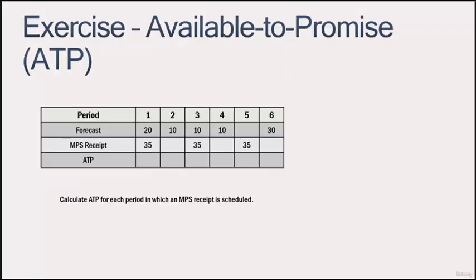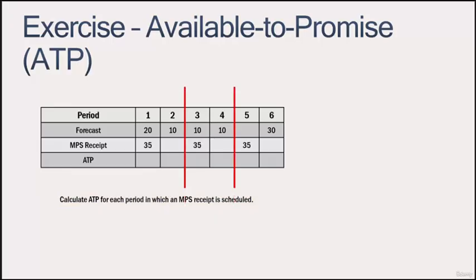In this lesson, let's go through an exercise to understand ATP. Here we have a forecast of customer orders for the next 6 periods. On the second line, we have MPS receipts that have already been scheduled and will be available in those periods. Here's a very important rule about ATP. ATP is calculated for each period where an MPS receipt takes place, and it takes into account all customer orders until the next MPS receipt. Let me show you what this means.